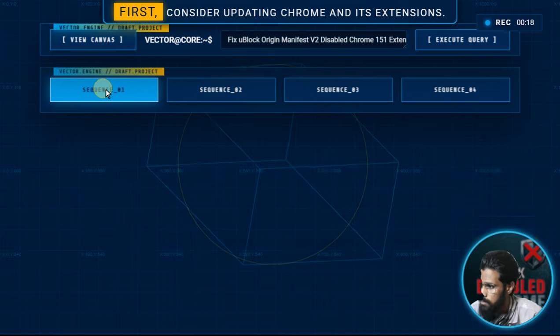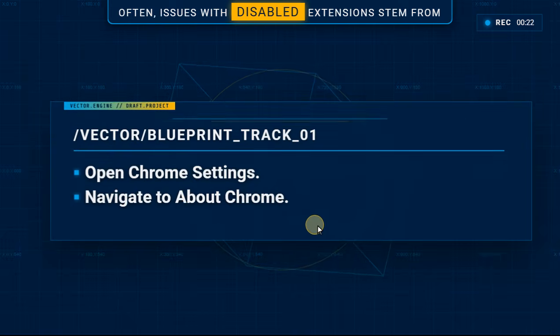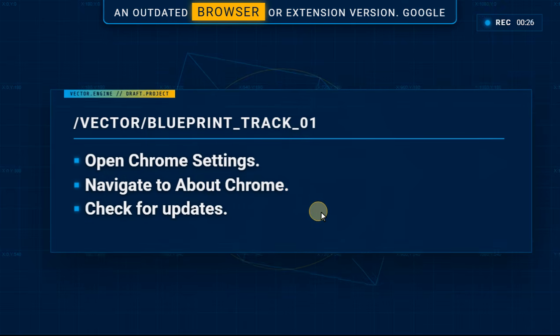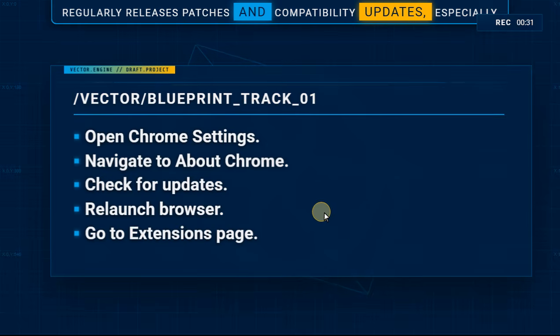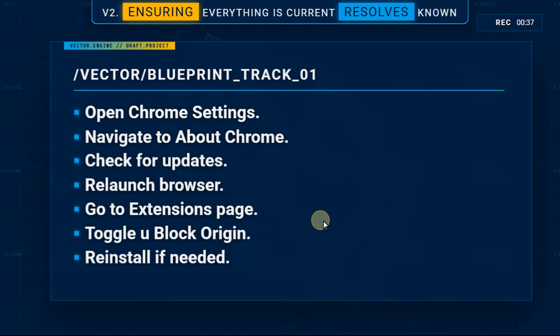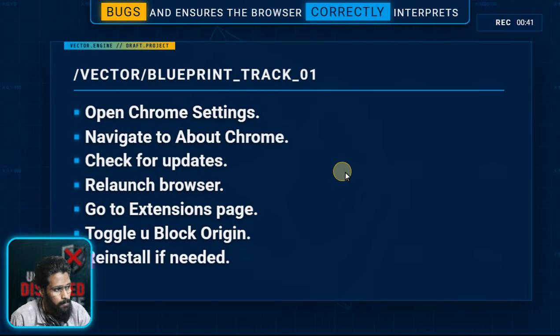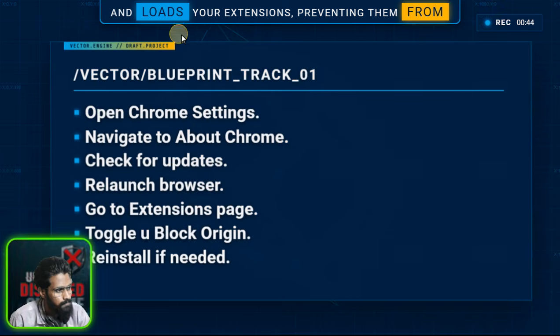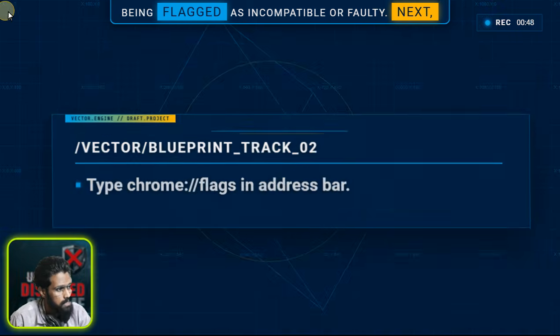First, consider updating Chrome and its extensions. Often, issues with disabled extensions stem from an outdated browser or extension version. Google regularly releases patches and compatibility updates, especially with significant changes like those affecting Manifest v2. Ensuring everything is current resolves known bugs and ensures the browser correctly interprets and loads your extensions, preventing them from being flagged as incompatible or faulty.